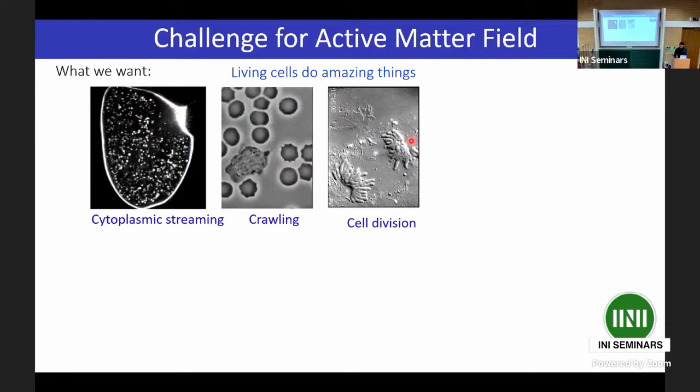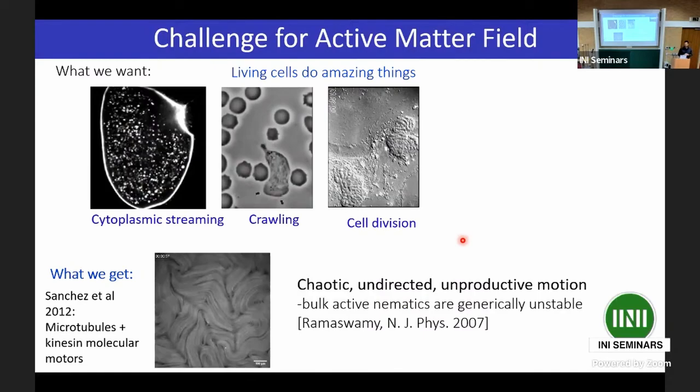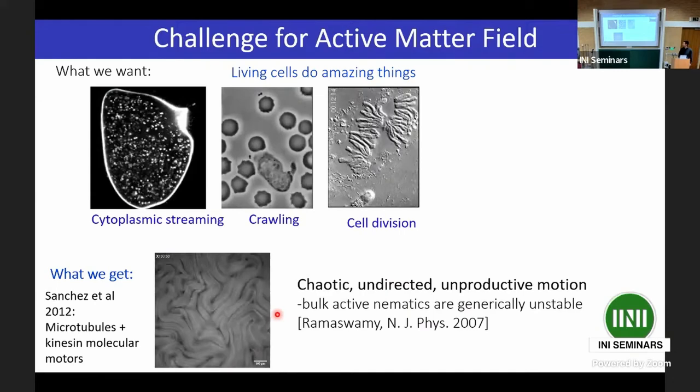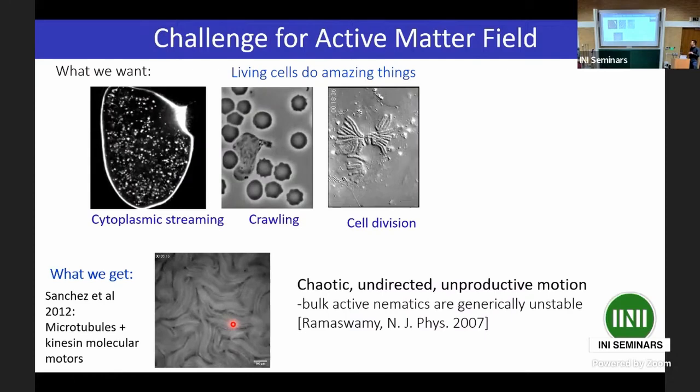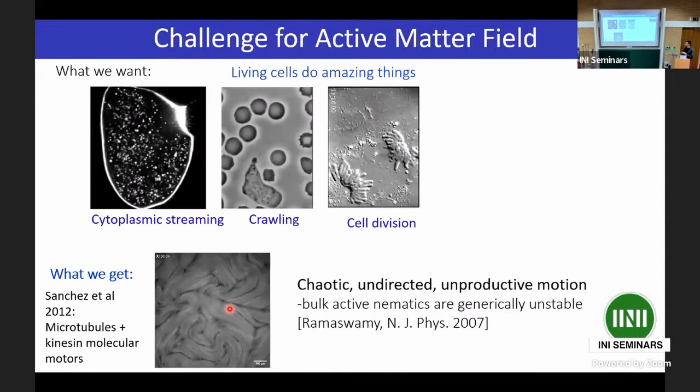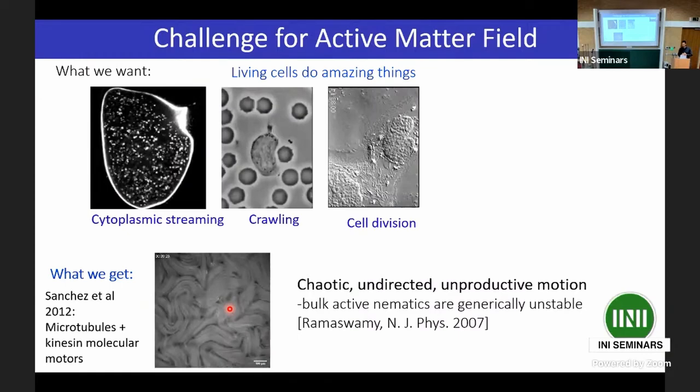So the problem is that the vast majority of the systems that are created this way are unstable to chaotic behavior. This is a system that I'm sure you're all familiar with, developed by Vladimir Gojic, a system of microtubules and clusters of kinesins. And it's intrinsically unstable to this chaotic behavior, with defects forming and streaming through the system. And of course, it's impossible to get productive work or a function out of a system like this.